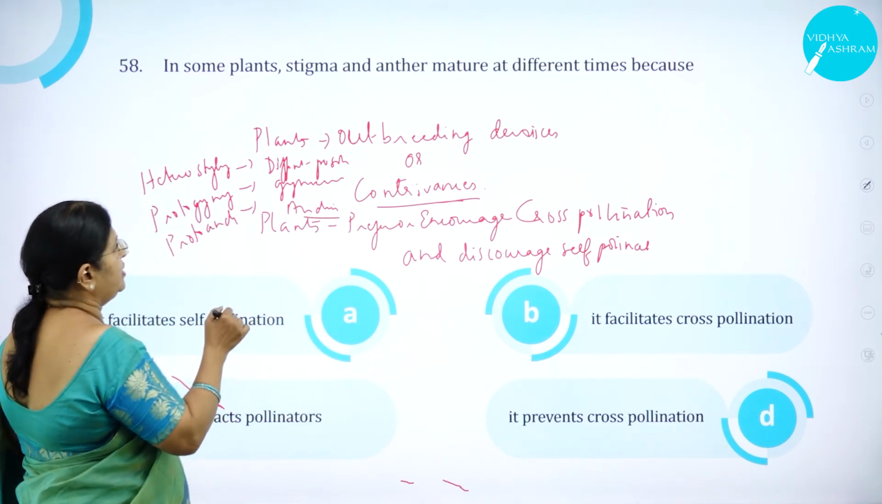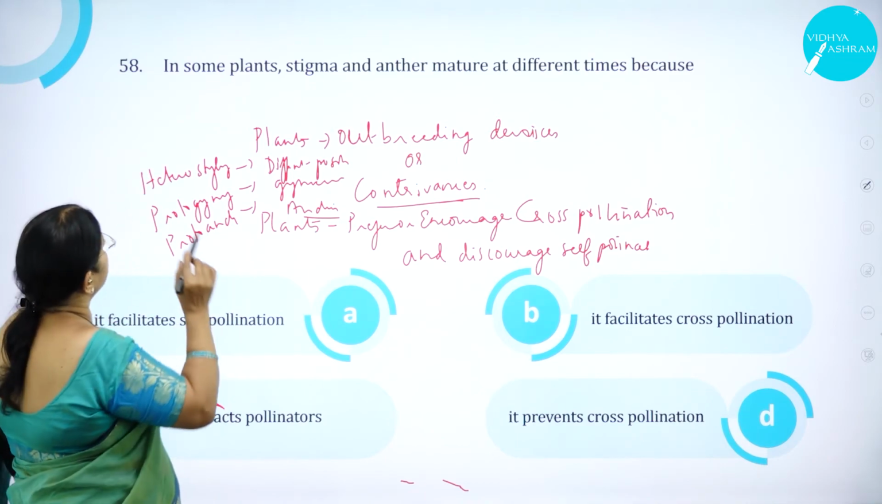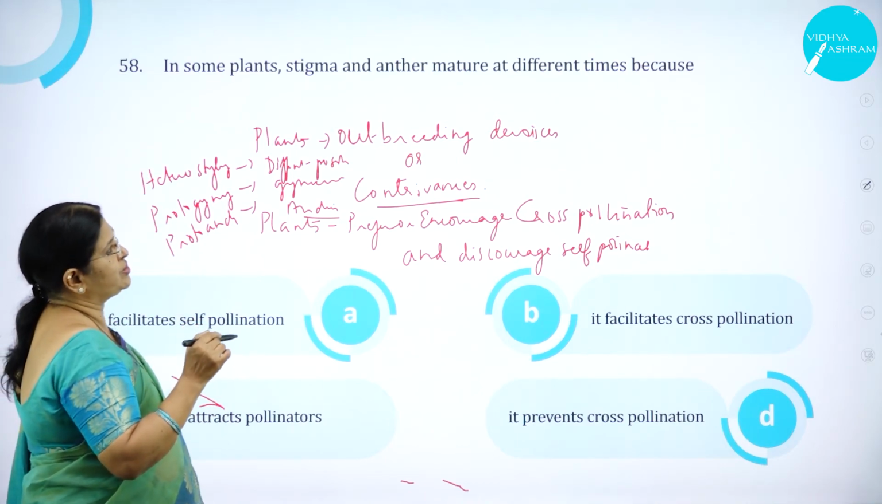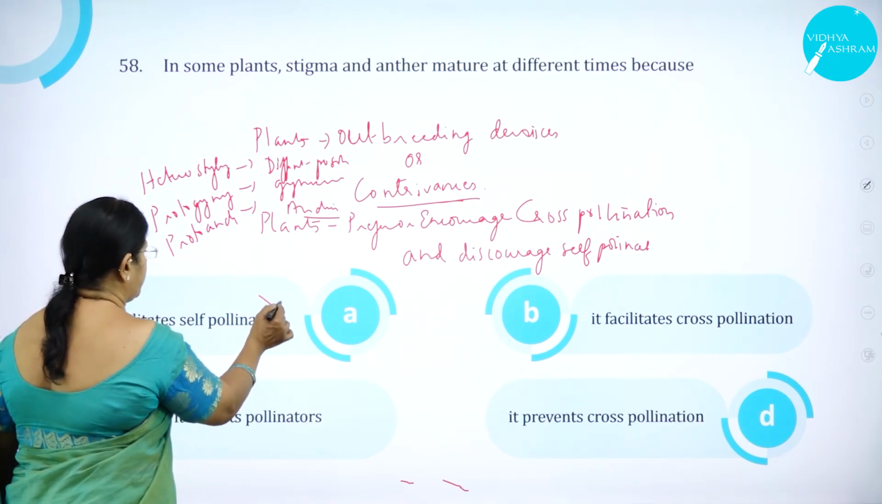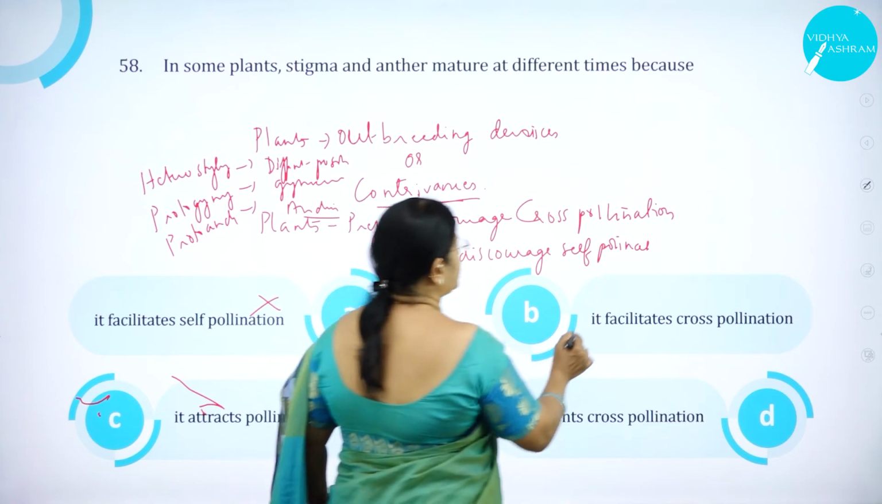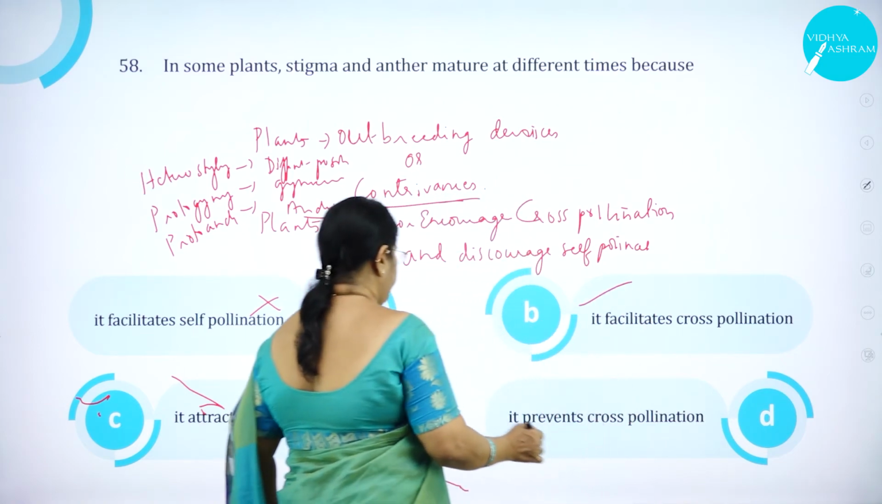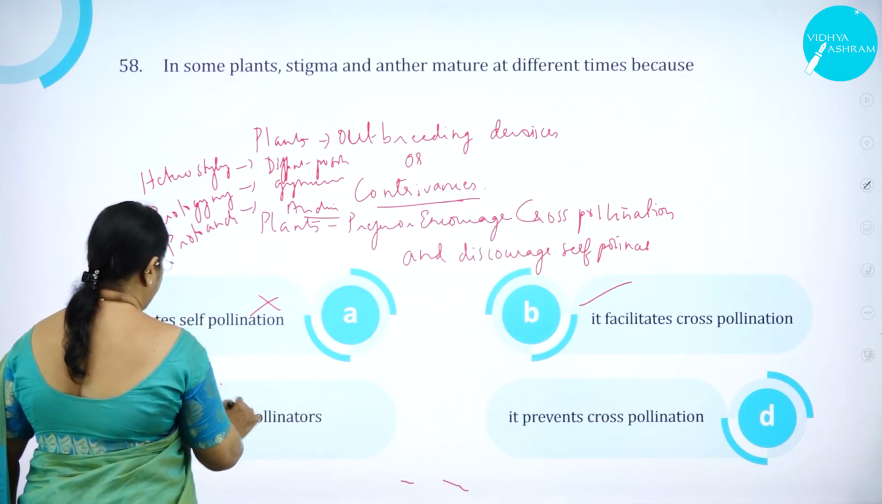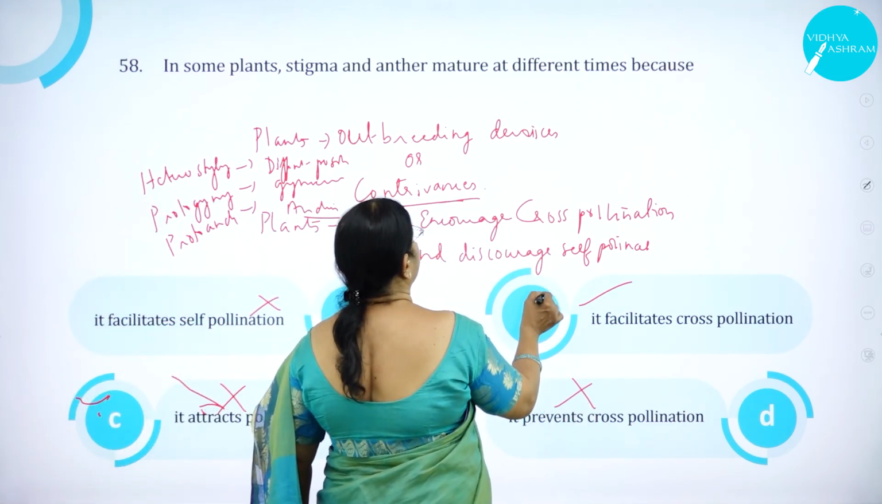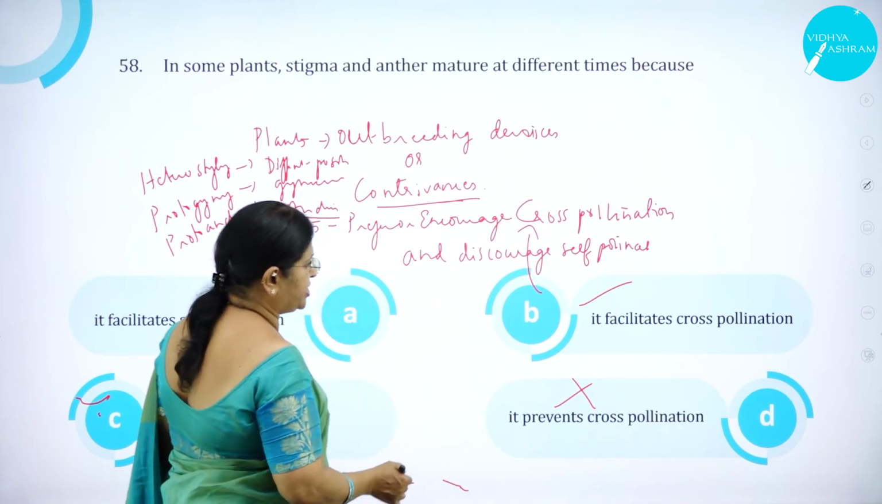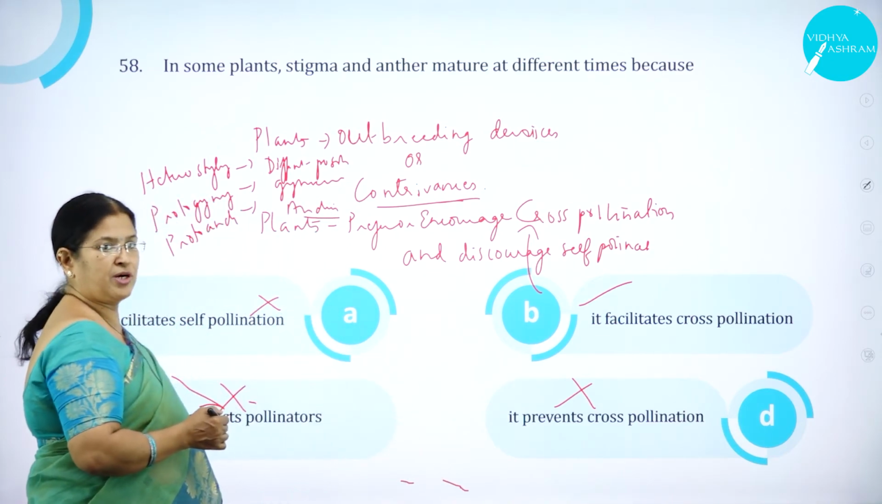So among the options, which is the device in some plants, stigma and anther mature at different times because what? It facilitates self-pollination, wrong. It facilitates cross-pollination, correct. Then it attracts pollinators, wrong. It prevents cross-pollination, wrong. As I said, it encourages what? Cross-pollination. So it facilitates what?